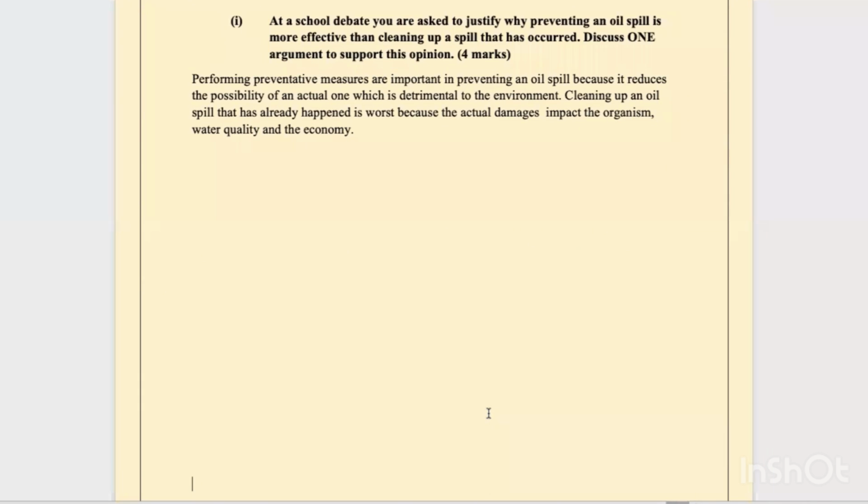Next, at a school debate, you are asked to justify why preventing an oil spill is more effective than cleaning up a spill that has occurred. Discuss one argument to support this opinion. So this is pretty much straightforward. Performing preventative measures are important in preventing an oil spill because it reduces the possibility of an actual one, which we know is detrimental to the environment. It causes fish kills, depletes the water quality, and we just saw how it affects the economy, right? So preventing is much, much more effective.